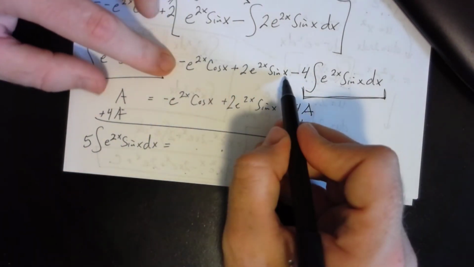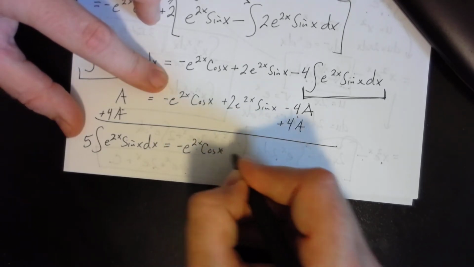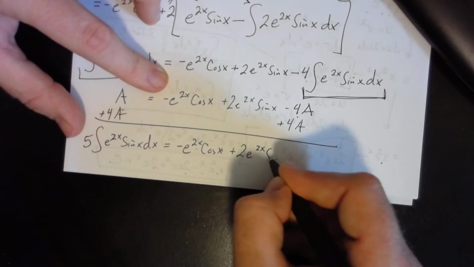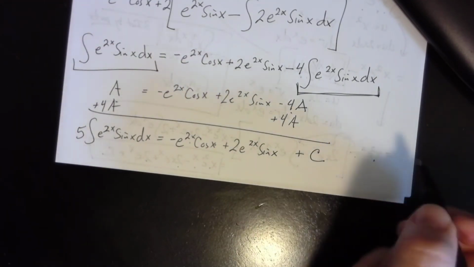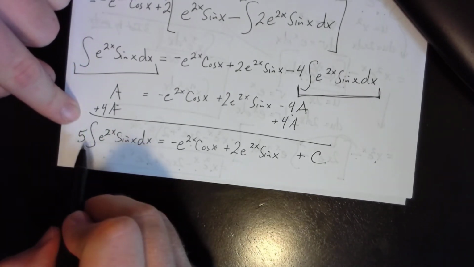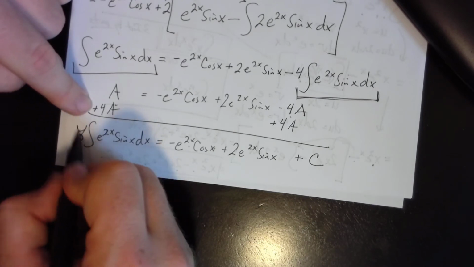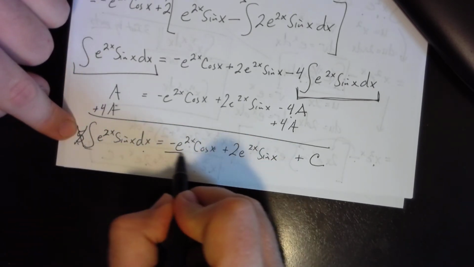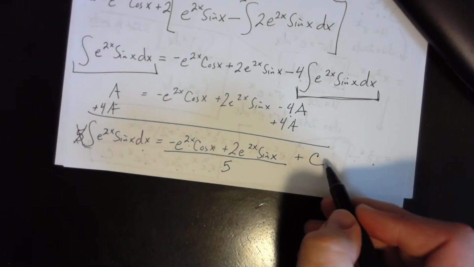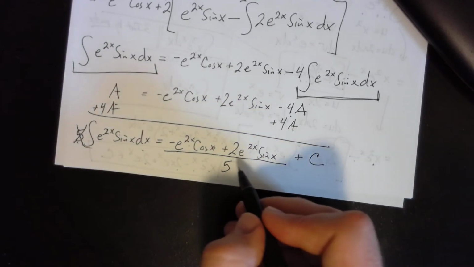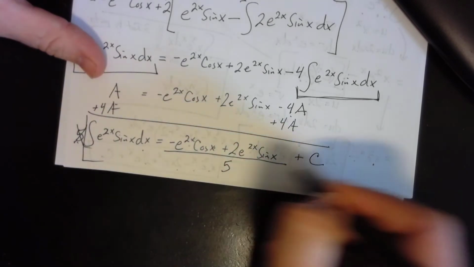equals all of this information right here, negative e to the 2x cosine of x plus 2e to the 2x sine of x. Don't forget you have to tack on a plus c, and don't forget that you need this integral by itself. Since it's 5 of these integrals equals all of this information, I'm going to cross out this 5 and say one of these integrals is equal to all of this stuff here divided by 5. Notice I didn't extend it to that c, because in theory the c will absorb that 5 and it won't be important anyways. So this is your final answer.